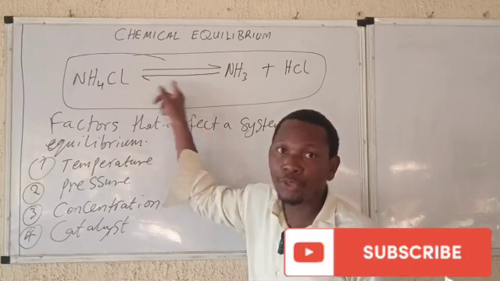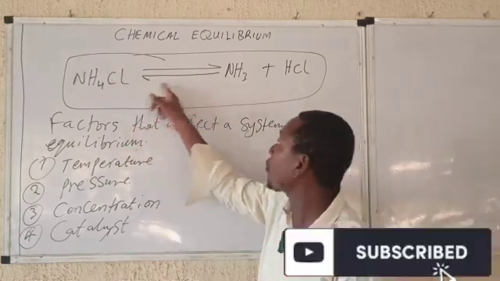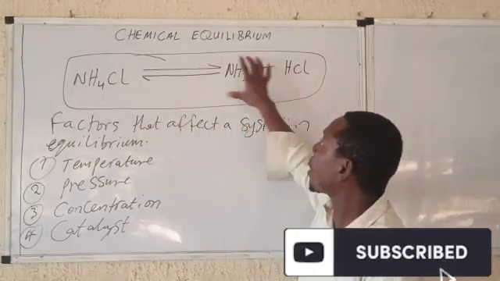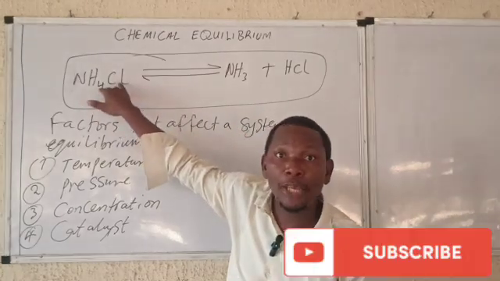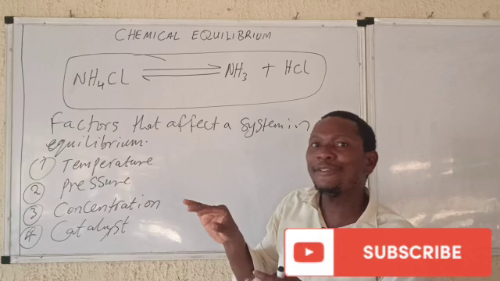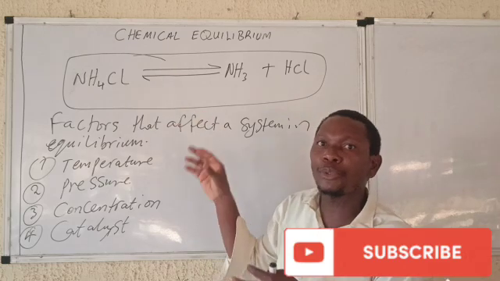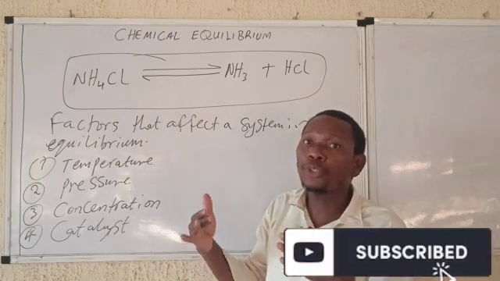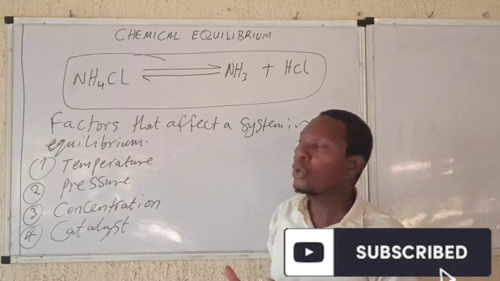This is the backward reaction. An increase in temperature will favor the backward reaction, because two molecules will now combine to form one molecule. So the overall number of molecules in the system is being reduced, and if the overall number of molecules is being reduced, there will be less collision and the temperature will be gradually reducing.